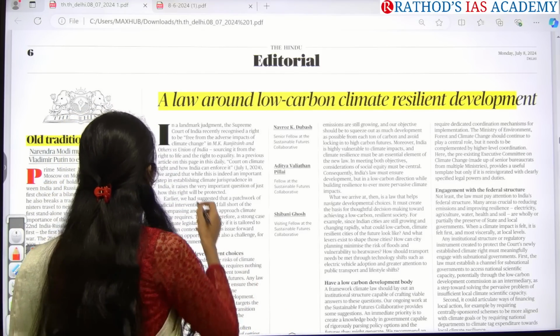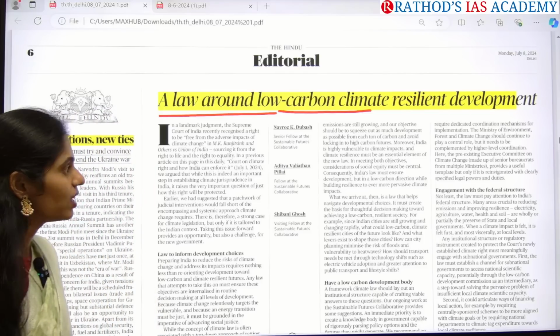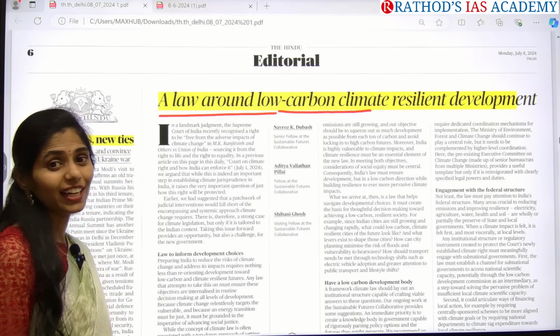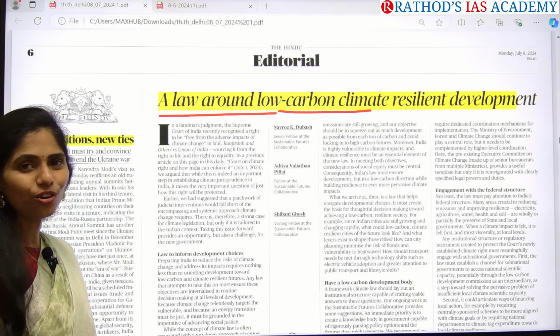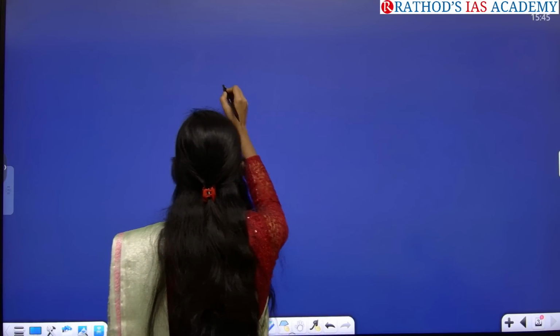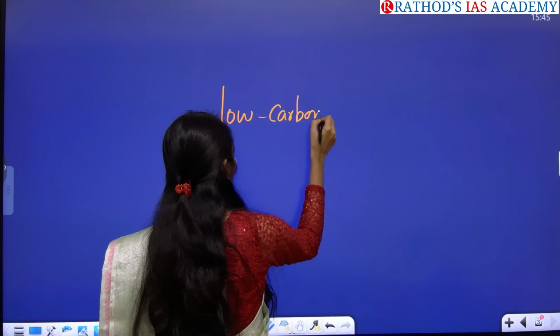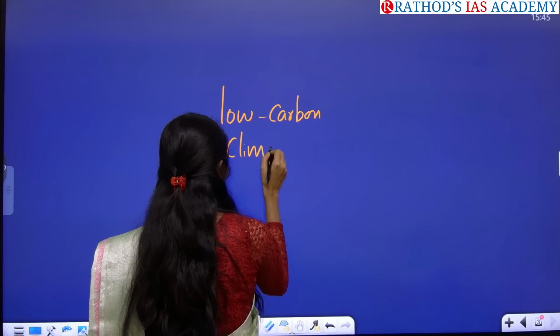The title says a law around low carbon climate resilient development. So what is the keyword here? It is climate resilient, or low carbon climate resilient. So let us see this article. It is talking about low carbon climate resilient development.